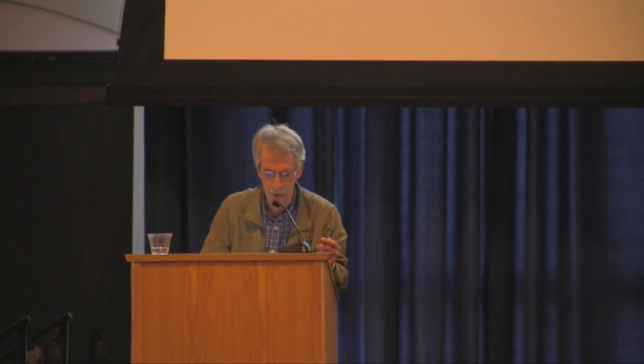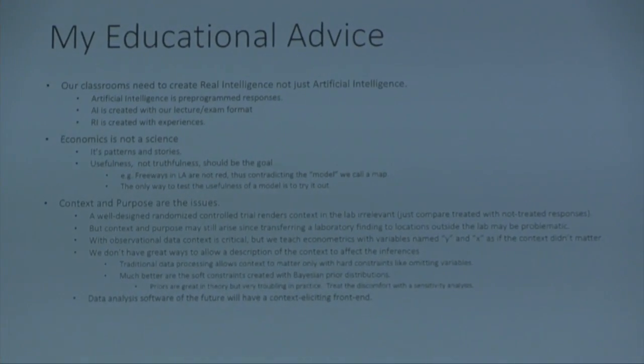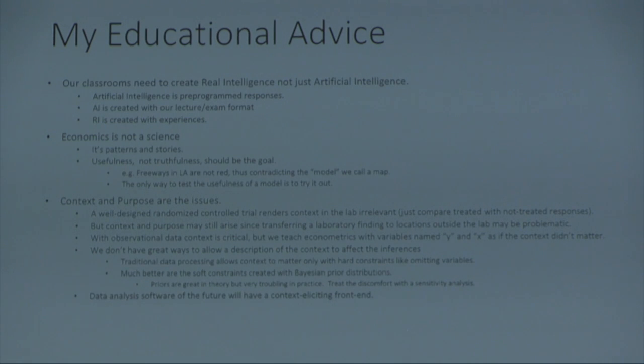And context and purpose are the issues. A well-designed randomized controlled trial renders context in the lab irrelevant. I'm probably doing a disservice to Angus. But context and purpose still arise, since transferring a laboratory finding to locations outside the lab may be problematic. With observational data, context is critical, but we teach econometrics with variables named y and x as if the context didn't matter. We don't have great ways to allow the description of the context to affect the inferences.